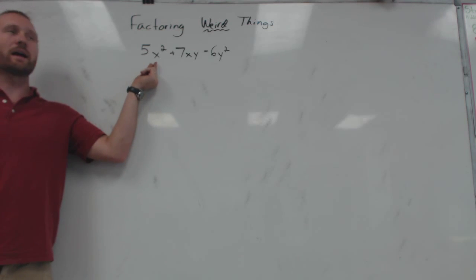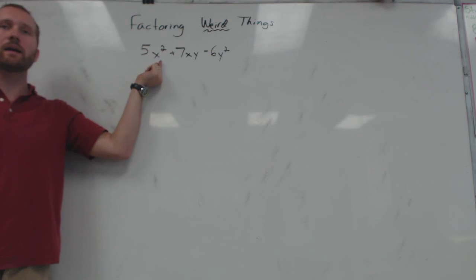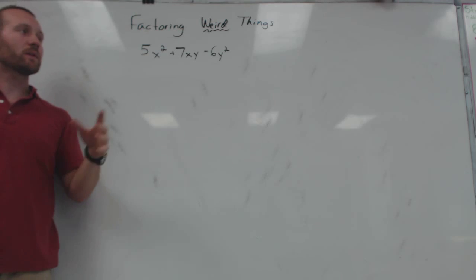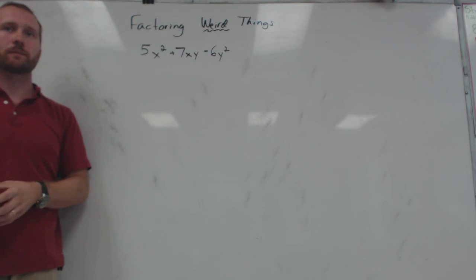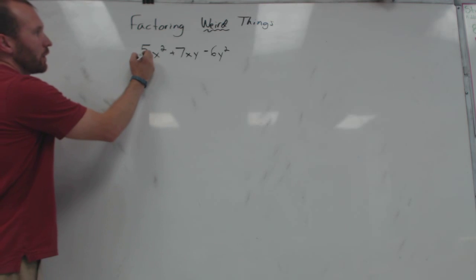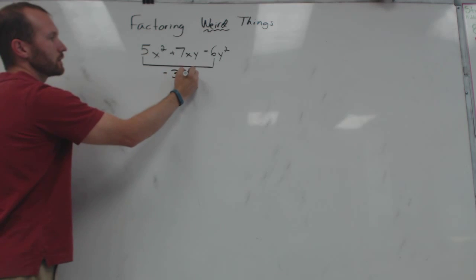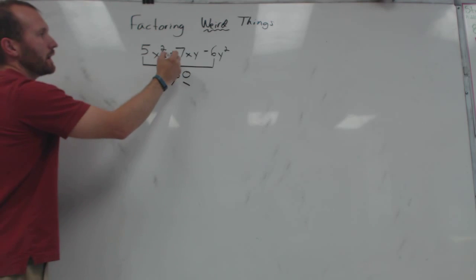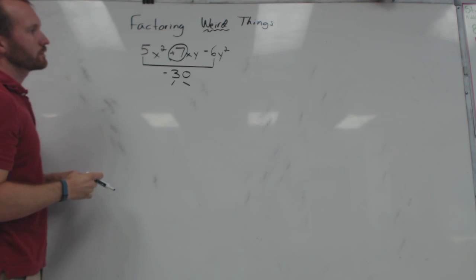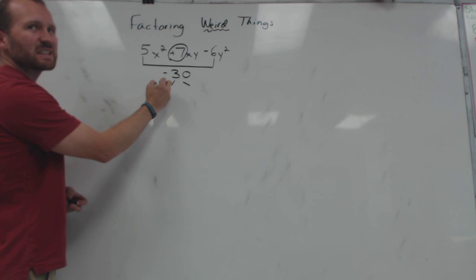The key here is we realize x squared, x, no x, y squared, y, no y. I'm just going to forget about the x's and y's. I'm only going to pay attention to the coefficients. Okay? So I use Gary's terrific trick. What are factors of 5 times negative 6 that add up to 7? How about 10 and negative 3?